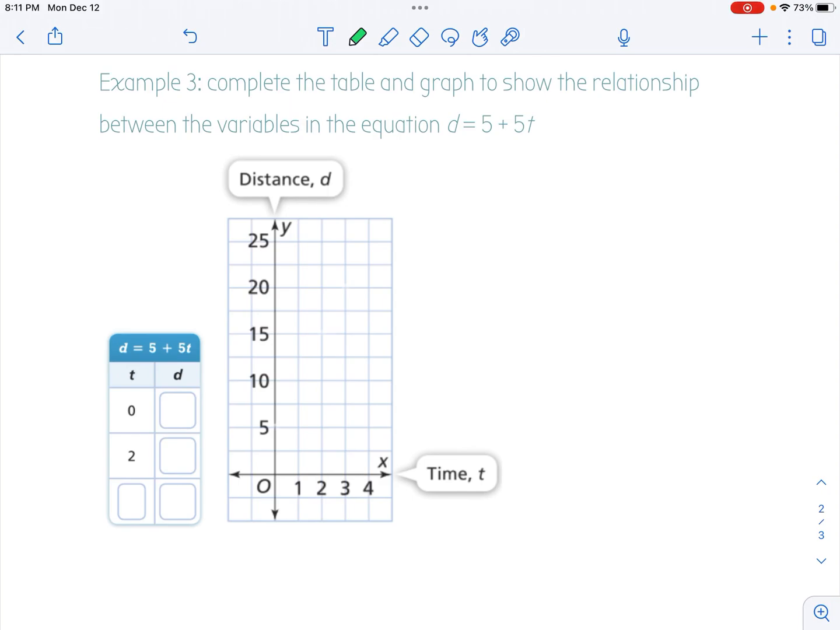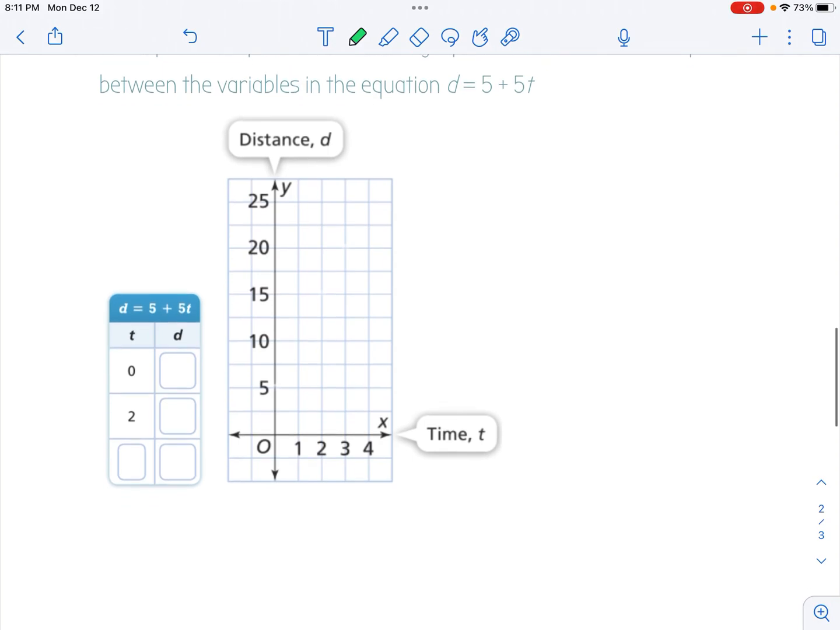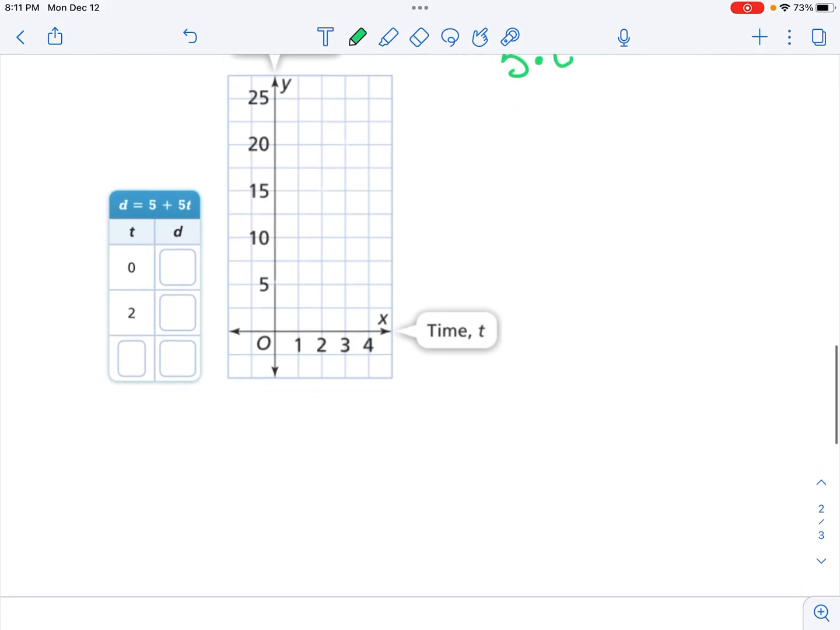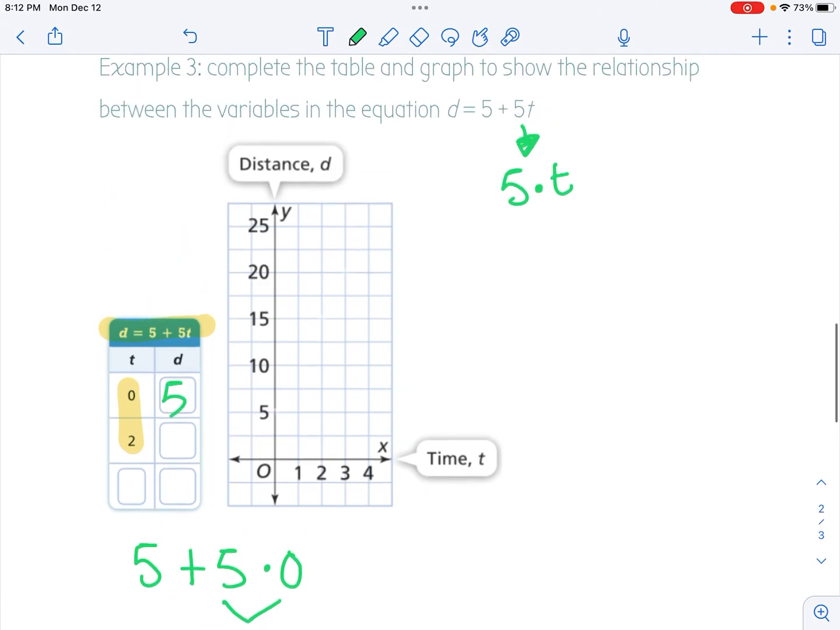D equals 5 plus 5t. We know that 5t is saying to multiply. This is like saying 5 times t. So 5 plus 5 times t, I have my equation down here as well, and I'm going to plug in these numbers for t. So first, if I were to plug in 0 instead of t, 5 times 0, what would I get? 5 times 0 is 0, and I add on my 5, so my distance would be 5 there.